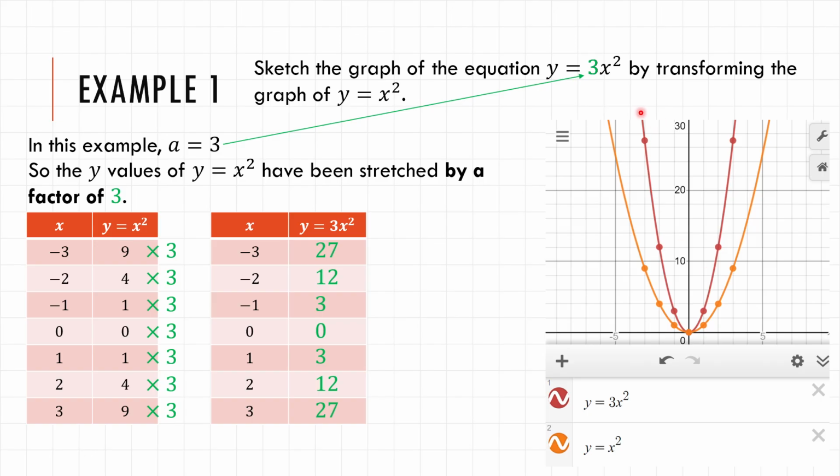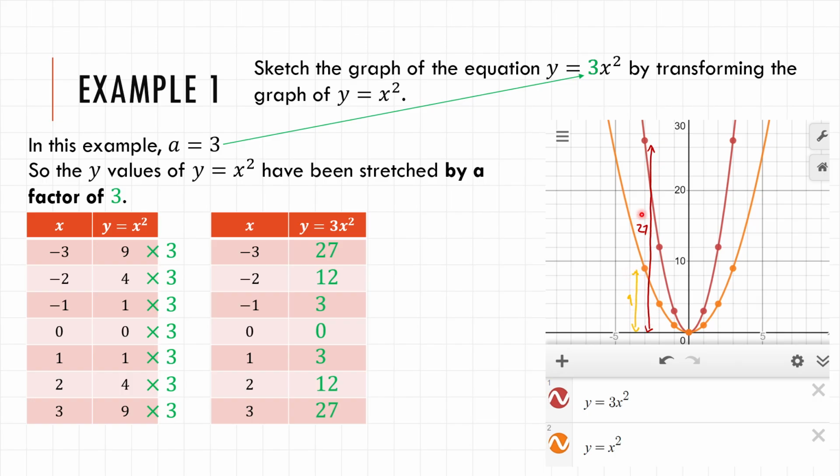And there we go. I have sketched the graph of this equation by transforming this graph. So I've just taken the coordinates here, and I've multiplied their y values by 3. And so now they are much further from the x-axis. And if you want to see a little bit more graphical representation of that, notice that the y value here is 9, and the y value between these 2 points is 27. Okay, and this is 3 times 9.